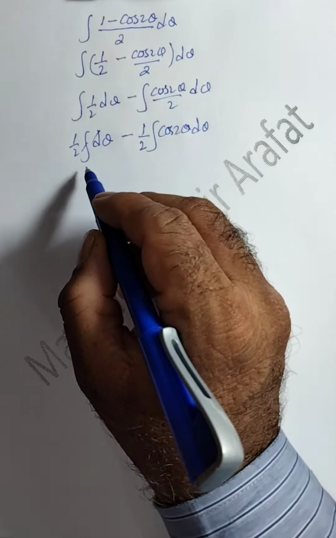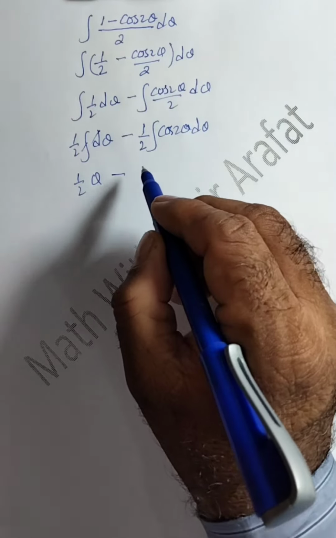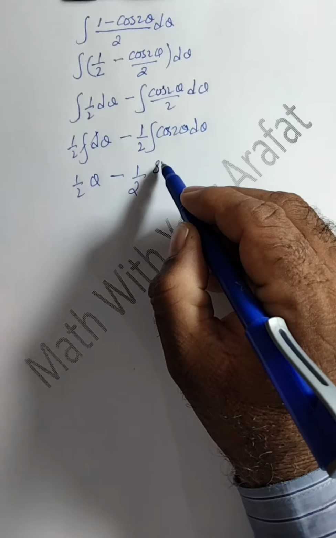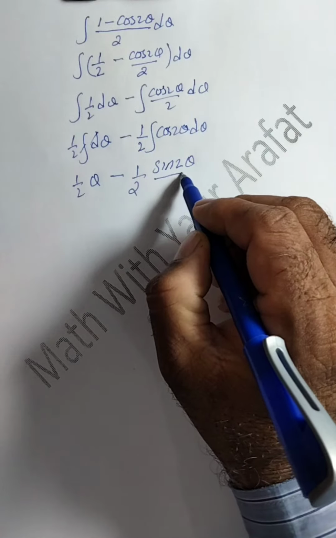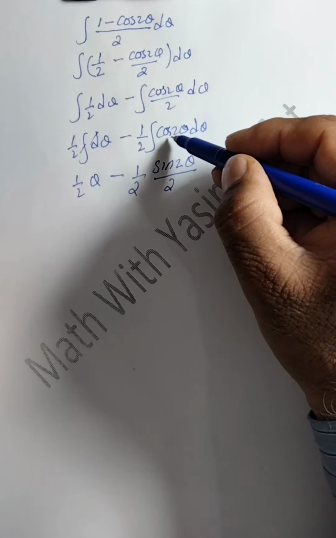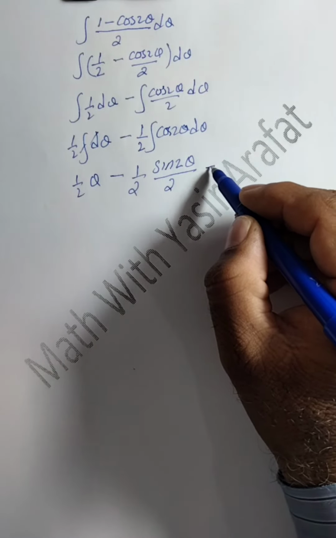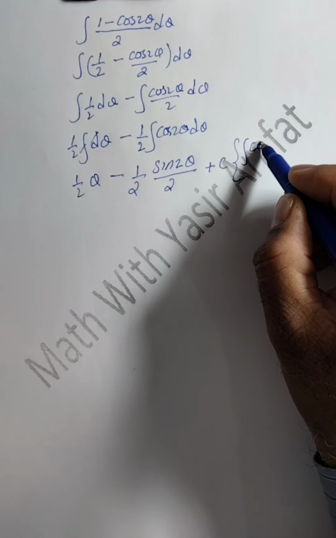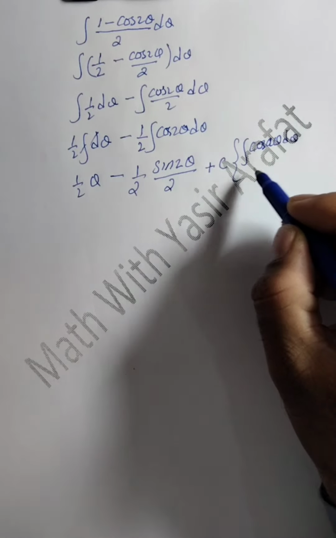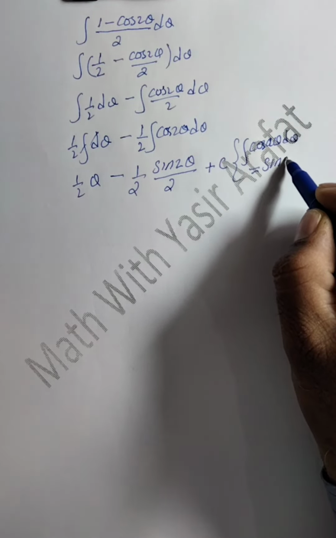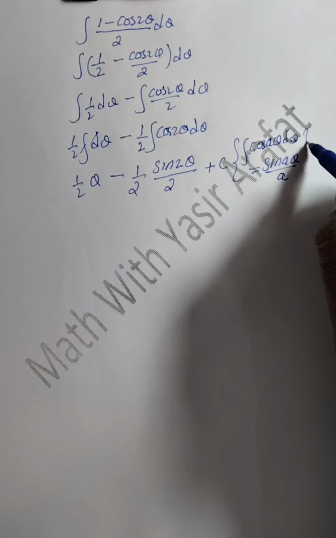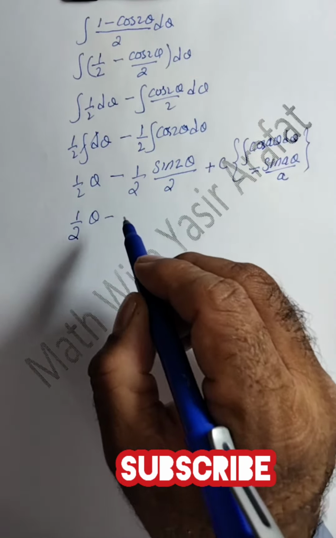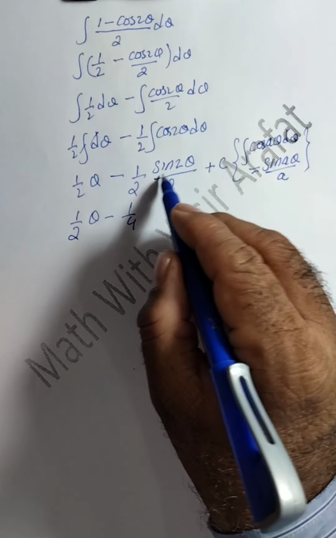Now the integration of d theta is theta, minus 1 upon 2 of the integral of cos 2 theta. So its integration is sine 2 theta divided by the constant of the angle, that is 2. Because we have a formula: if cos a theta d theta is given, its integration will be sine a theta divided by a. We have to use this formula. So this is 1 upon 2 theta minus 1 upon 4 sine 2 theta.